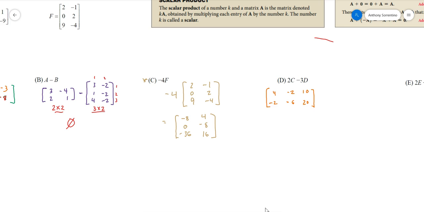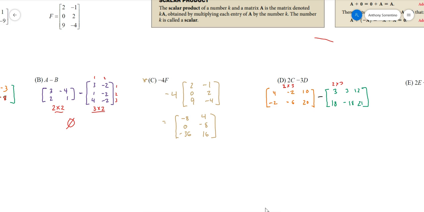And I want to subtract 3D. So I'm going to go to matrix D and multiply all the numbers by 3. So I'm going to have 3, 3, and 12 in the first row. And I'm going to have 18, negative 18, and 21 in the second row. Now both of these matrices are 2 by 3. Therefore, I can definitely subtract them.